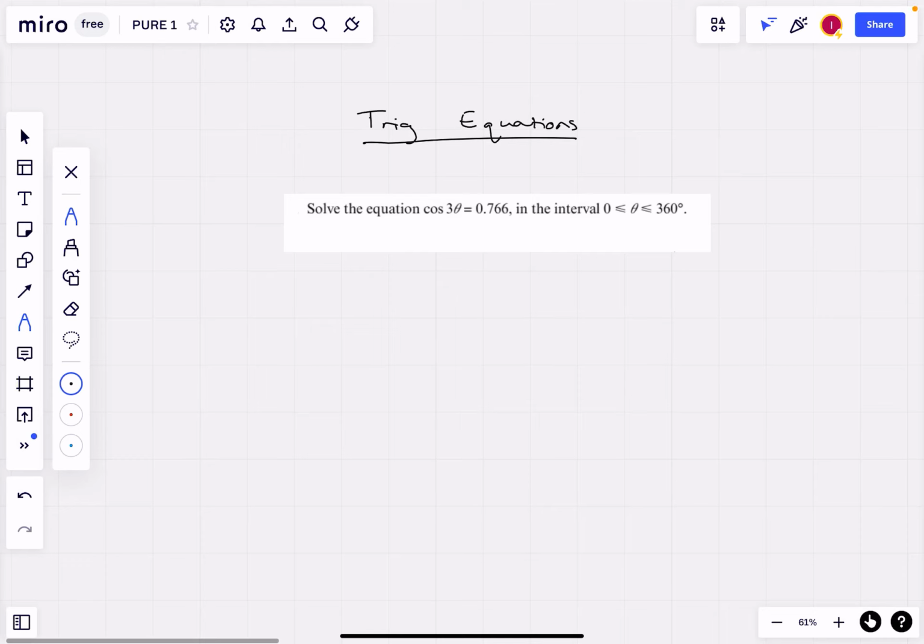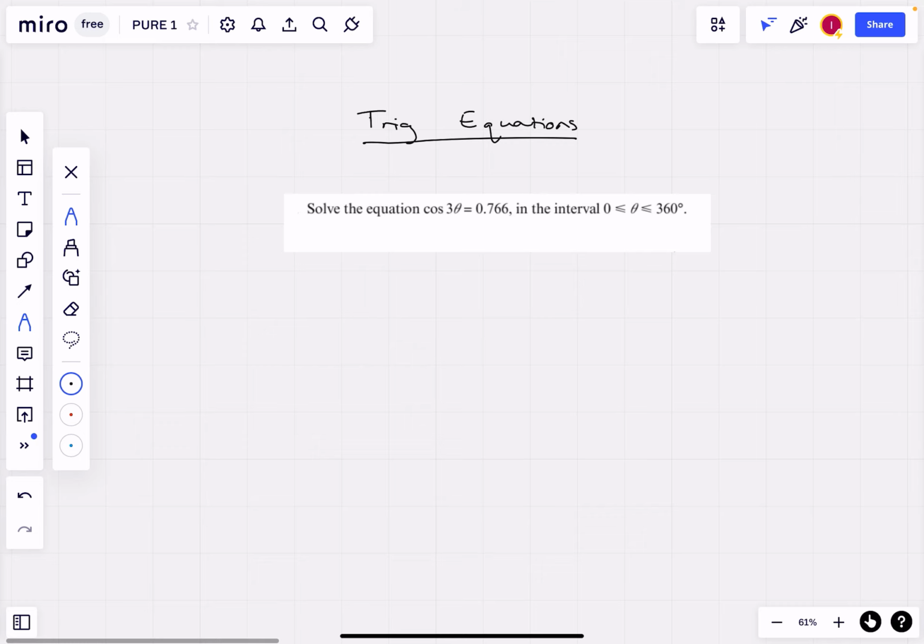When you have something like this, a situation where there's a number attached to the theta, either through multiply, divide, add, subtract, whatever, there's a step that you need to do extra. The process is still the same, but there are a few extra things that you need to do. The first extra thing you need to do is adjust your interval. Your interval in this case is for theta.